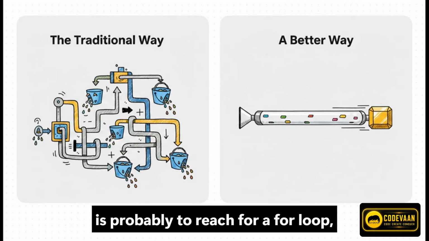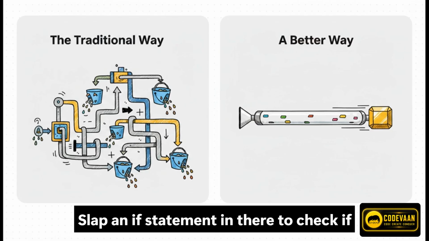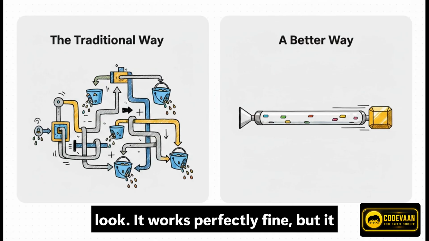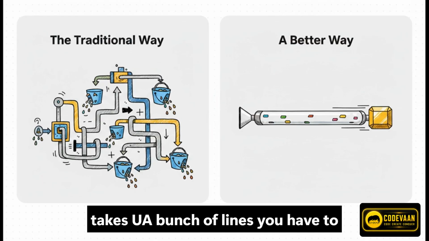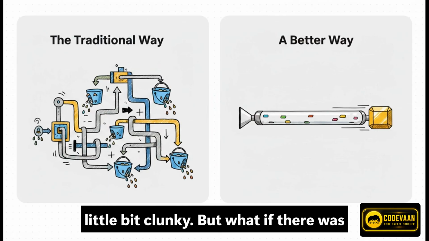Now, normally your first instinct is probably to reach for a for loop, right? You loop through every number, you slap an if statement in there to check if it's even, and then you do your math. And look, it works perfectly fine. But it takes up a bunch of lines, you have to create temporary lists, it can feel a little bit clunky. But what if there was a better way, a more elegant way to think about this?